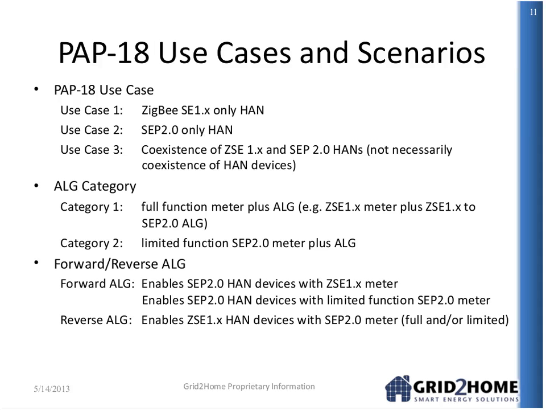So there are 2 types of ALGs that have to be considered. One, I've described already, the forward ALG. It actually enables SEP2 HAN devices to work on an existing SEP1 meter, and also SEP2 devices with limited SEP2 meters. They will both require a forward ALG. A reverse ALG is the opposite. We upgrade the meter to SEP2, and then we need to support the HAN devices that were SEP1 there. So let's look through these scenarios, what they look like.